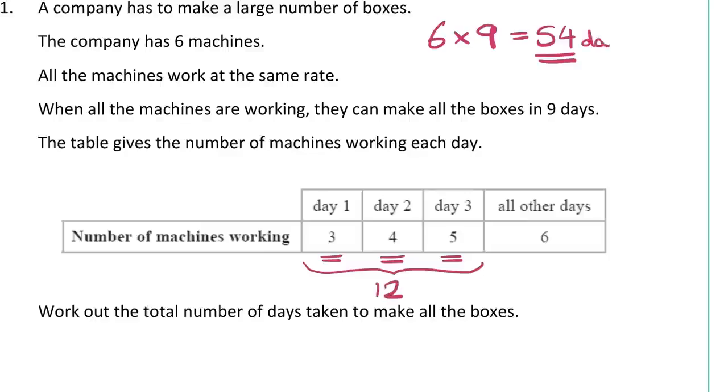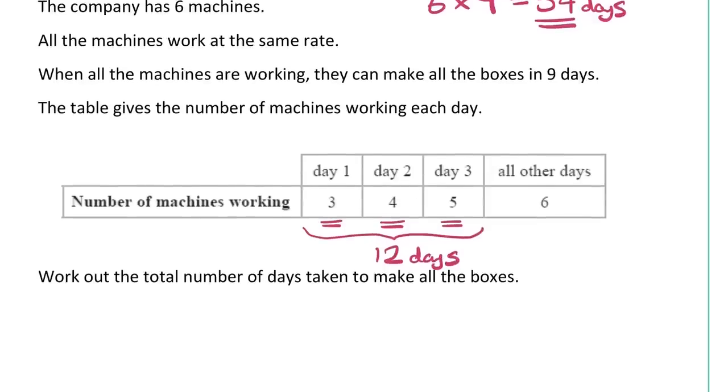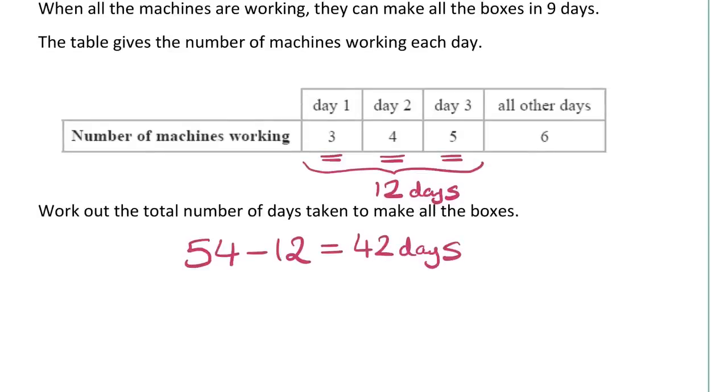Let's put it up here, it's 54 days, and we have 12 days of work going on in the first 3. It says all of the days there are 6 machines on, but we don't know how many days there are, so we can't really count them up just yet. But we can say the total, we know it takes 54, take away the 12, that leaves us with 42 days of work left to do after day 3.